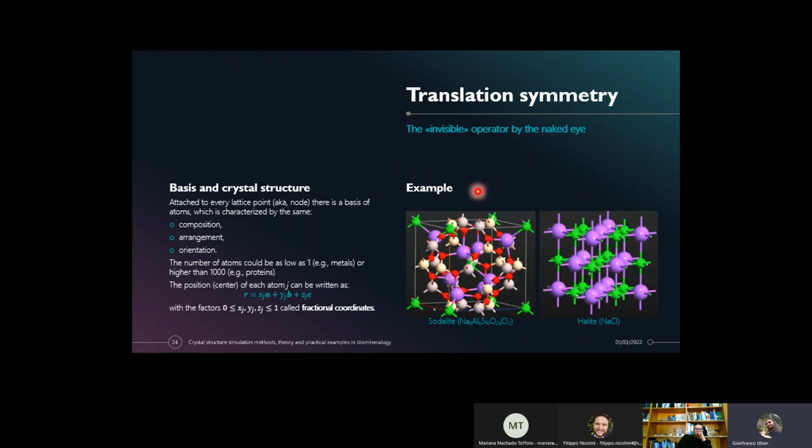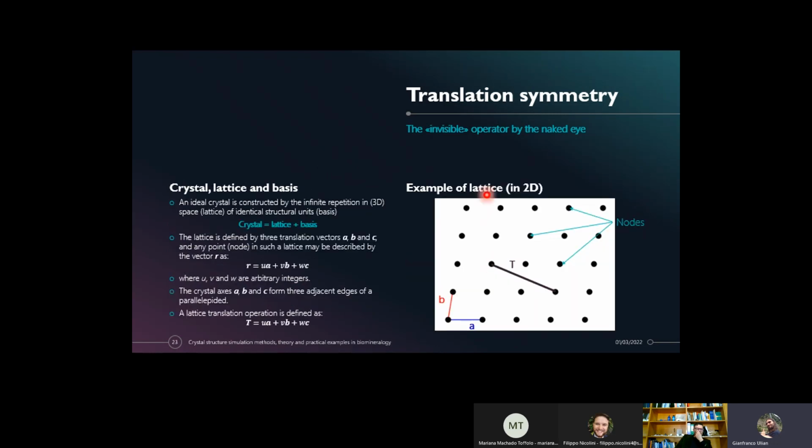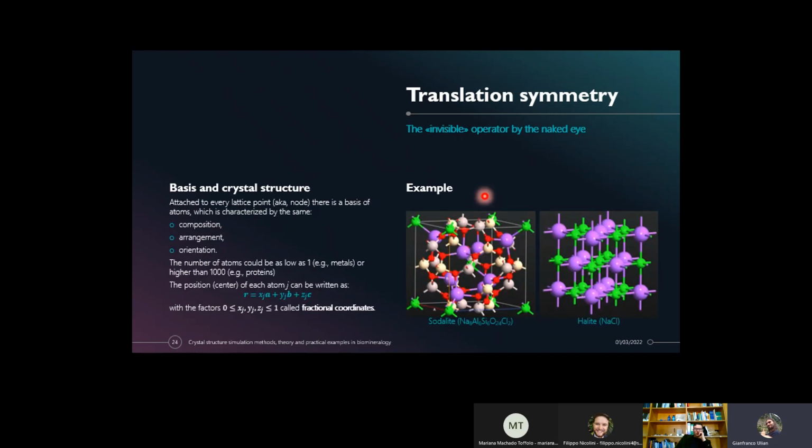We can attach to these nodes, these lattice points, the basis atoms, okay, which are characterized by composition, arrangement, and orientation. The number of atoms that can be attached to each node can be as low as 1. For example, instead of a dot, we can have an atom, for example an iron atom that is repeated in three-dimensional space, or we can have a very big molecule, for example, proteins.